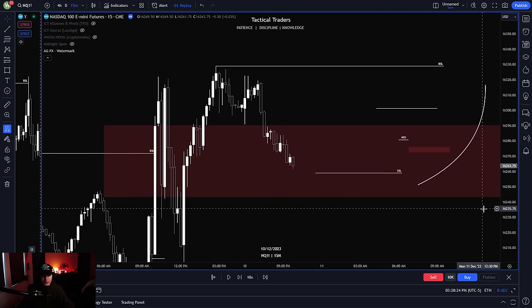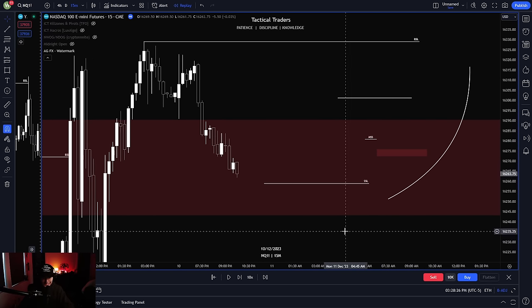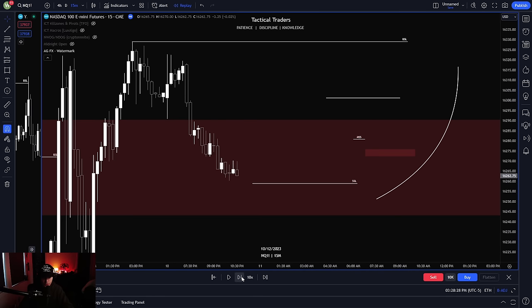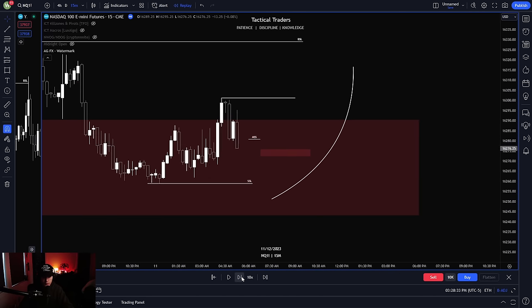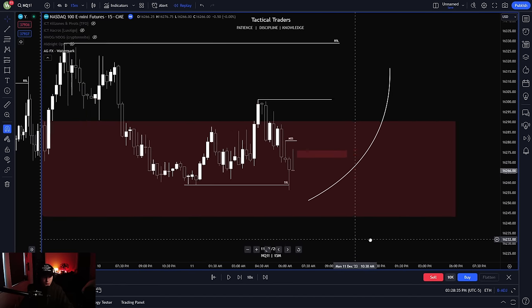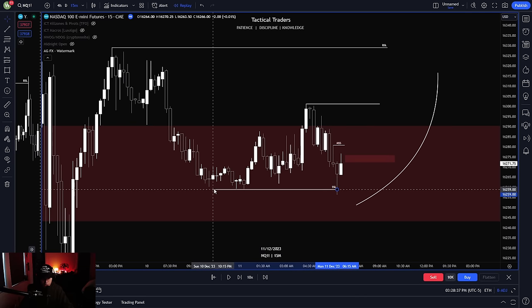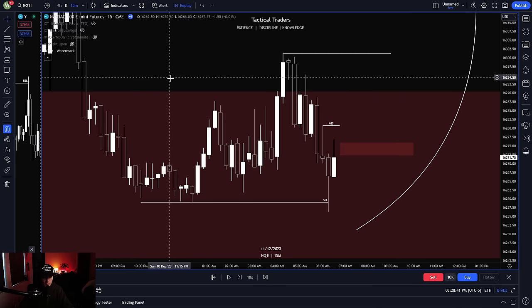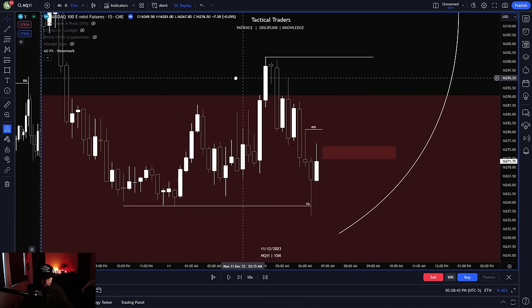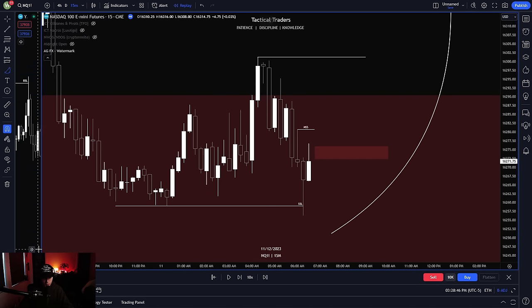What am I looking for to take a trade intraday though? The exact same thing. I'm looking for manipulation. I'm waiting. Boom. We engineer all of these. Again, if I was to zoom in even more, this would be your buy side of the curve. This would be your sell side of the curve.